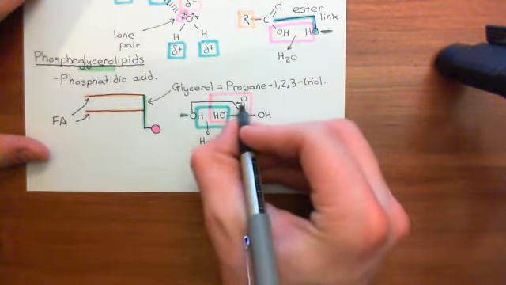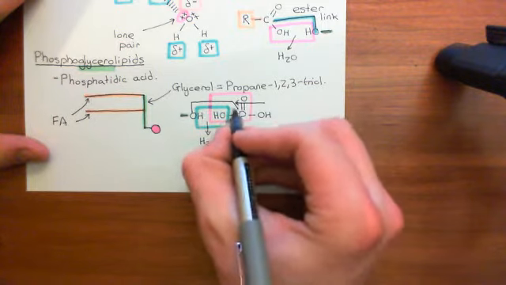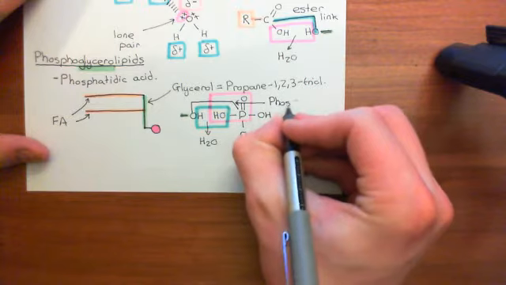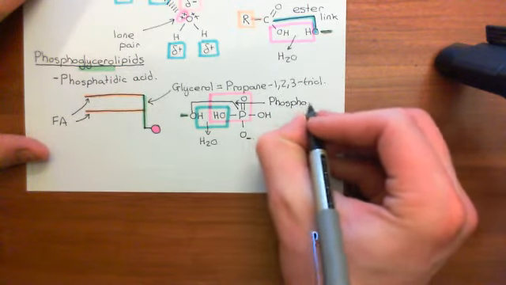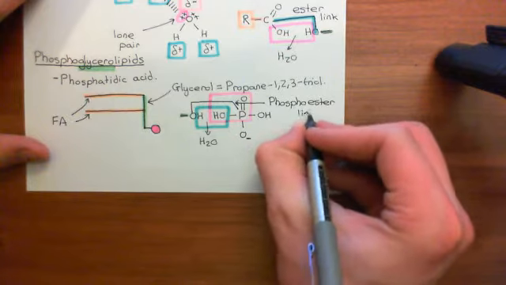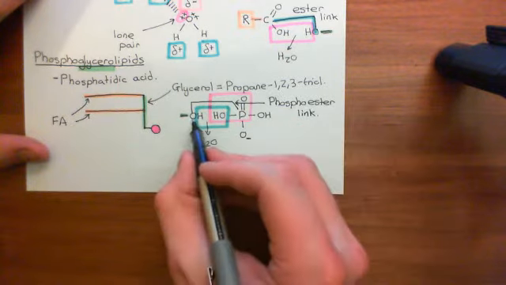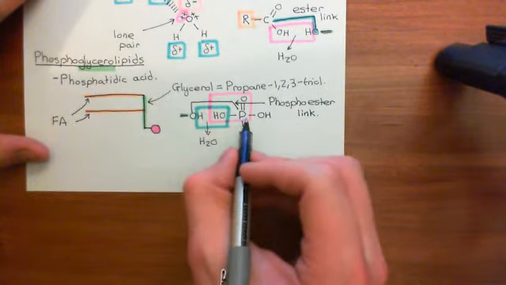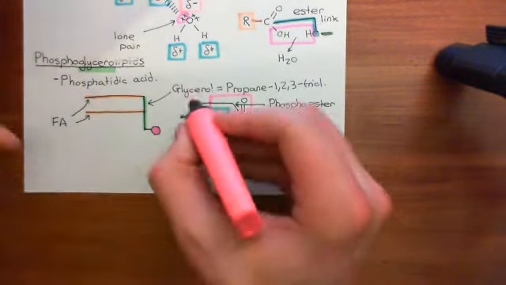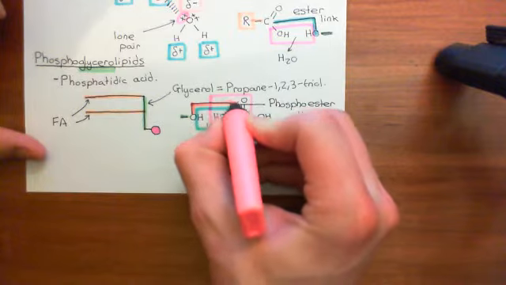And this link here, to draw the parallels that this link has with an ester link, is known as a phosphoester link. So that's how we're going to attach this phosphate group onto the alcohol group that comes off the third carbon of the glycerol molecule via this phosphoester link here. I'll colour this in red.